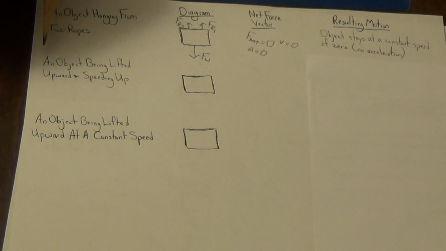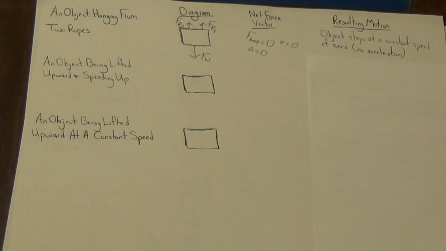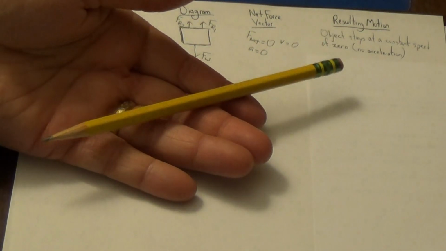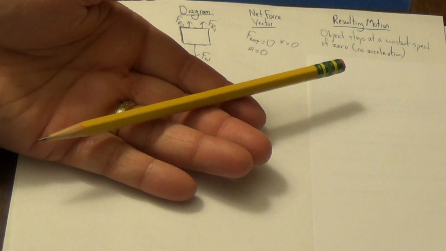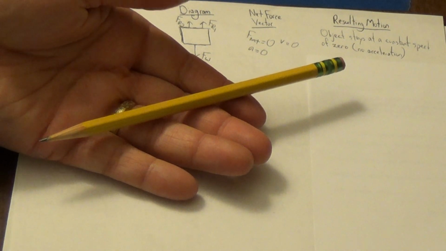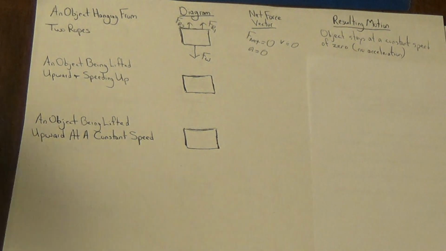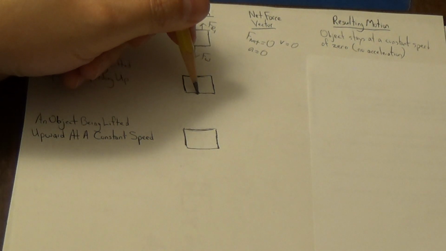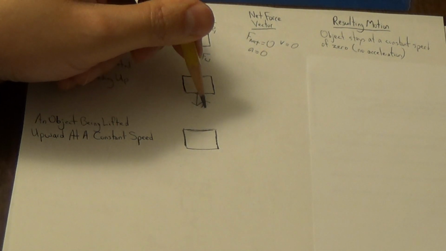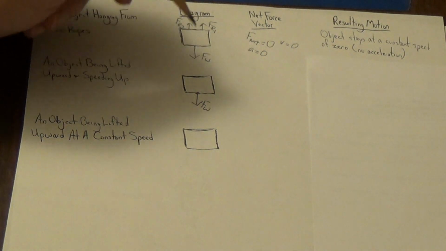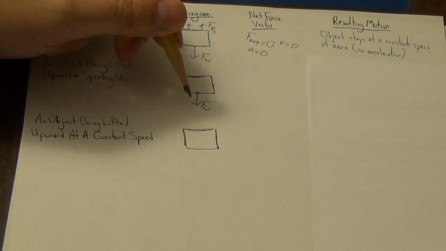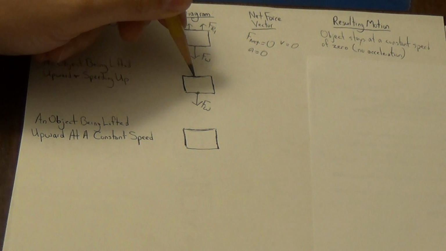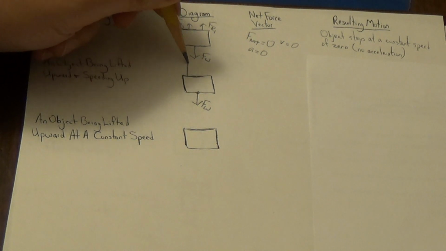Second to last situation here, an object is being lifted upward and it's speeding up. So as an example, if I hold my pencil, right now it's sitting still. When I push up, I have to make it accelerate upwards to give it some speed. So you've got the weight of the object, the force of its weight, but to make it accelerate upwards, you have to push harder up than it's being pushed down. So we would draw a larger force.